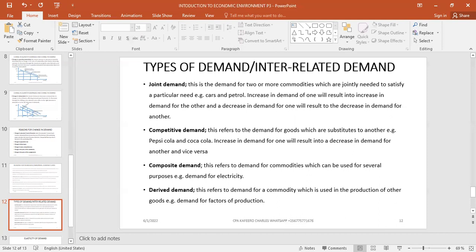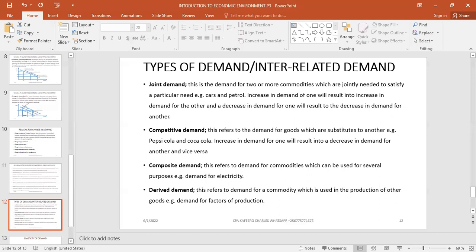So an increase in demand of one will result in a decrease in demand of the other, because you can't use them at once. You can't be buying Coca-Cola and at the same time buy Pepsi-Cola, because we expect that they are doing the same things. If you buy peas and beans, it will be a wastage because those items are doing the same things.